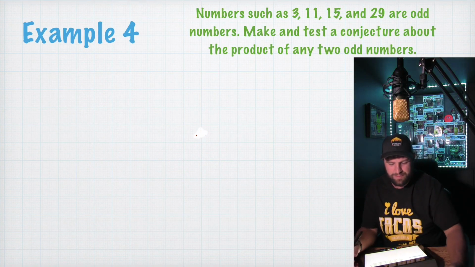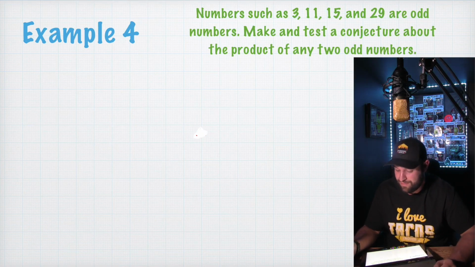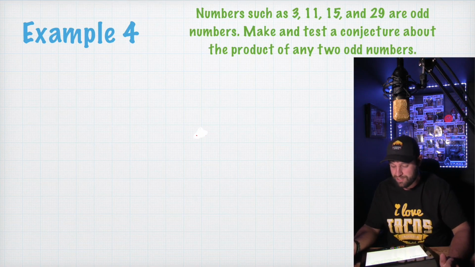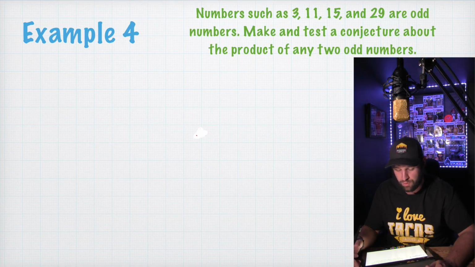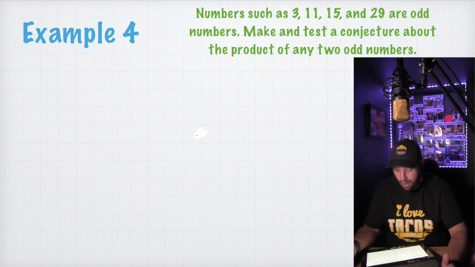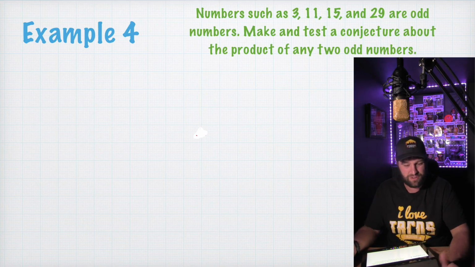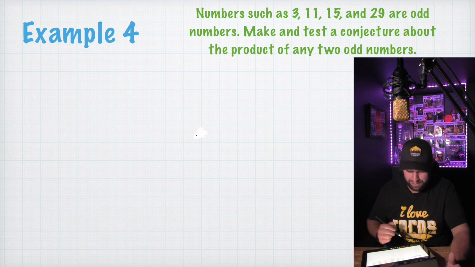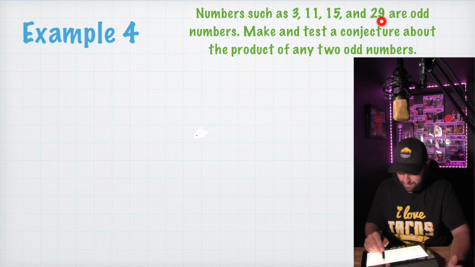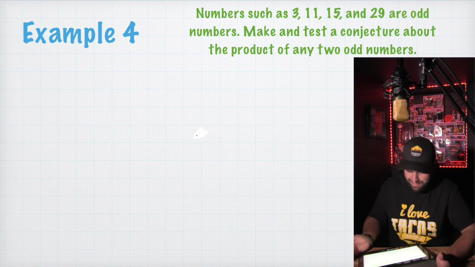Okay. Numbers such as 3, 11, 15, and 29 are odd numbers. Make and test a conjecture about the product of any 2 odd numbers. So, I kind of like to do this in reverse order. I'm going to test the product of these odd numbers we have given up here. I'm just going to write the list down the side.